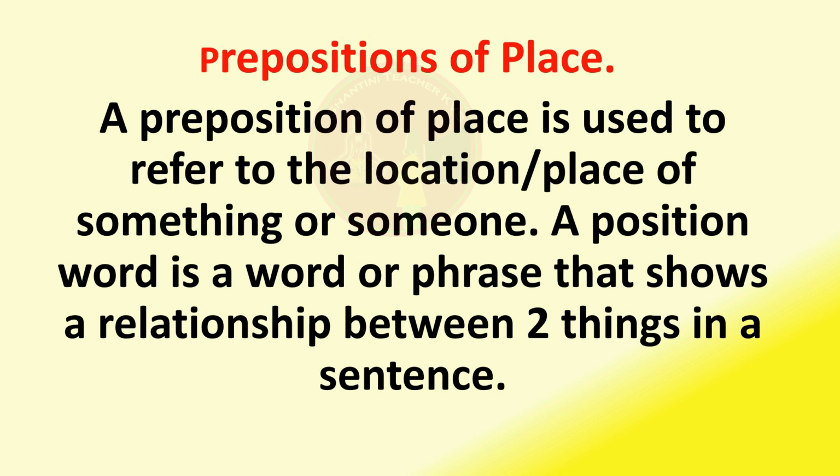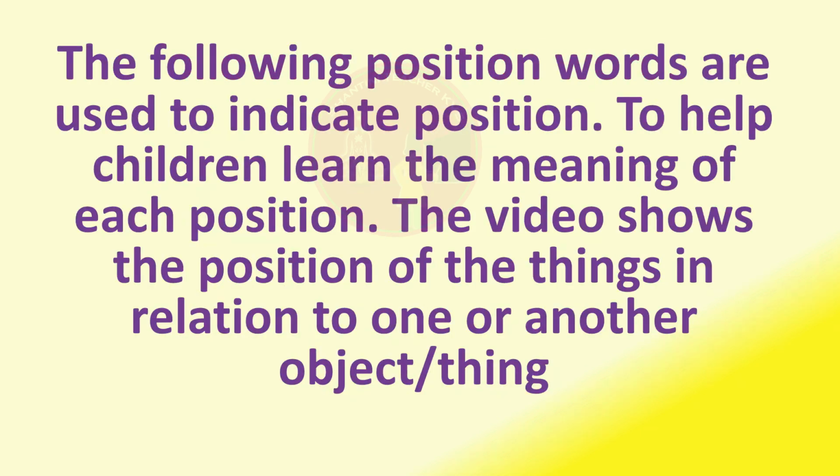A preposition of place is used to refer to the location or place of something or someone. A position word is a word or phrase that shows a relationship between two things in a sentence. The following position words are used to indicate position to help children learn the meaning of each position. The video shows the positions of the things in relation to one or another object or thing.